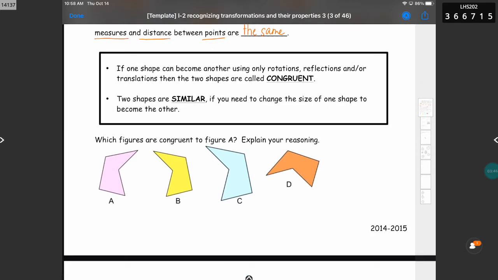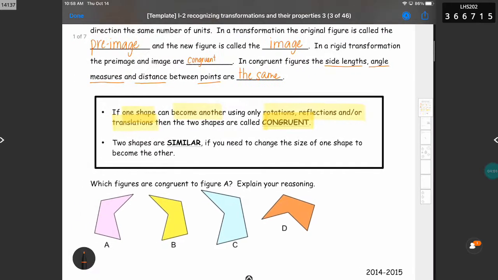If one shape can become another using only rotations, reflections, and/or translations, then the two shapes are congruent. To be congruent, I have to have the same shape, same size, and same angle measure. They have to be exactly the same to be congruent.